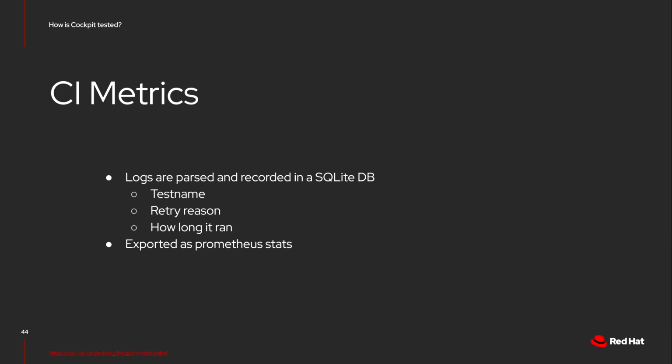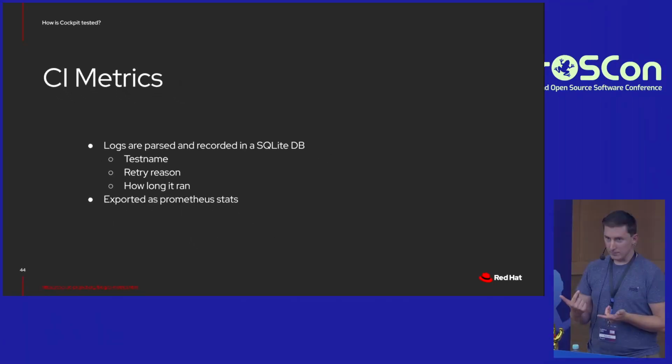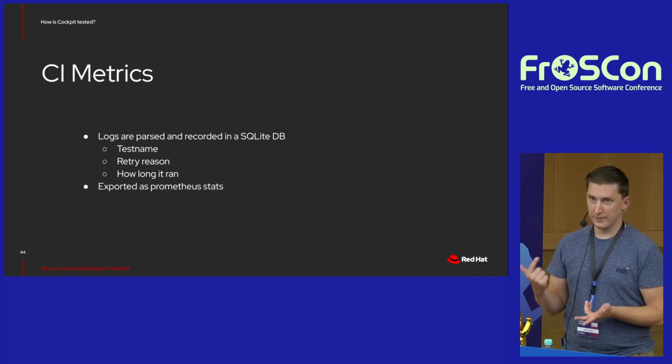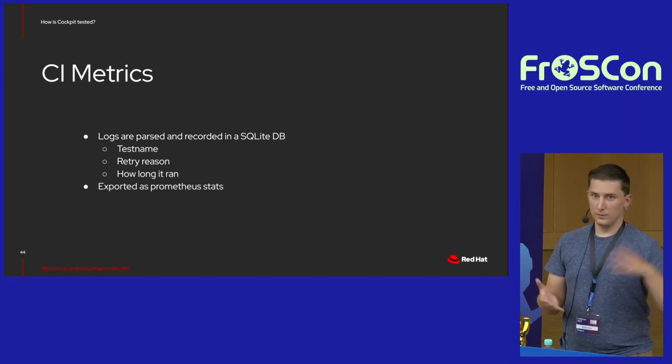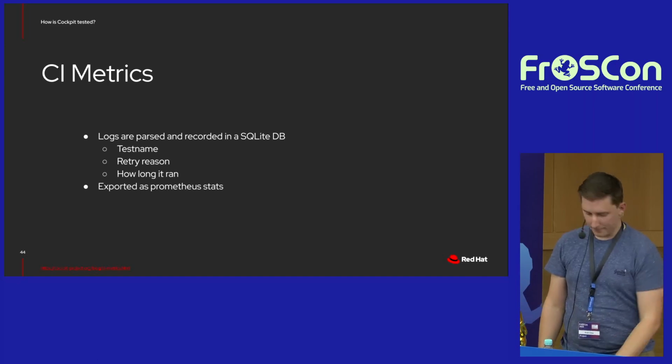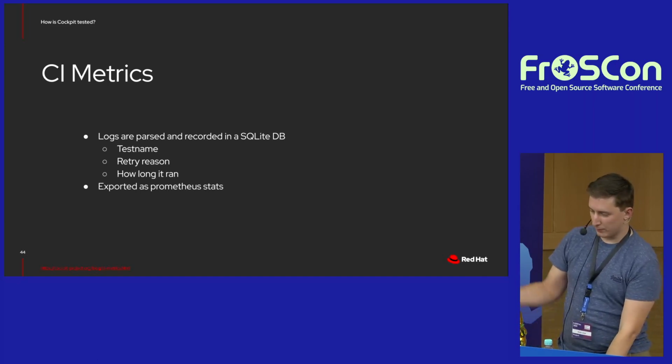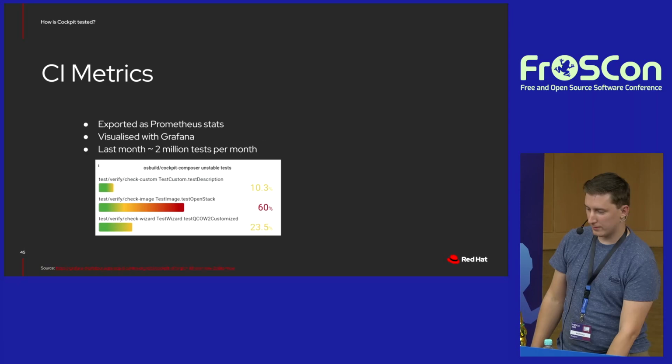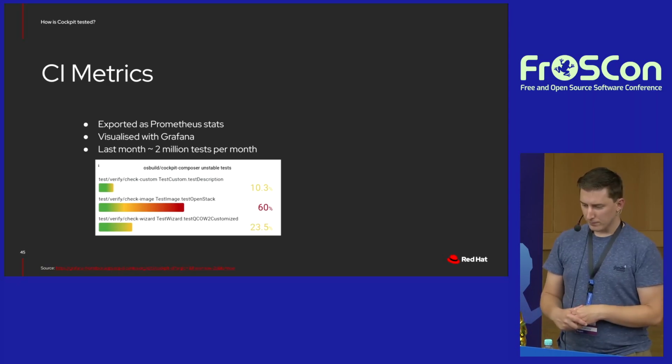Every test run we also store in a database, and we export this to Prometheus. So we store the test sets we run, for example Fedora, how many tests we ran, how many were skipped, and then we have a separate table which records individual tests with the test name, if it was retried, and how long it ran. From this SQLite database we get some metrics, and for that we have a Grafana dashboard, of course.